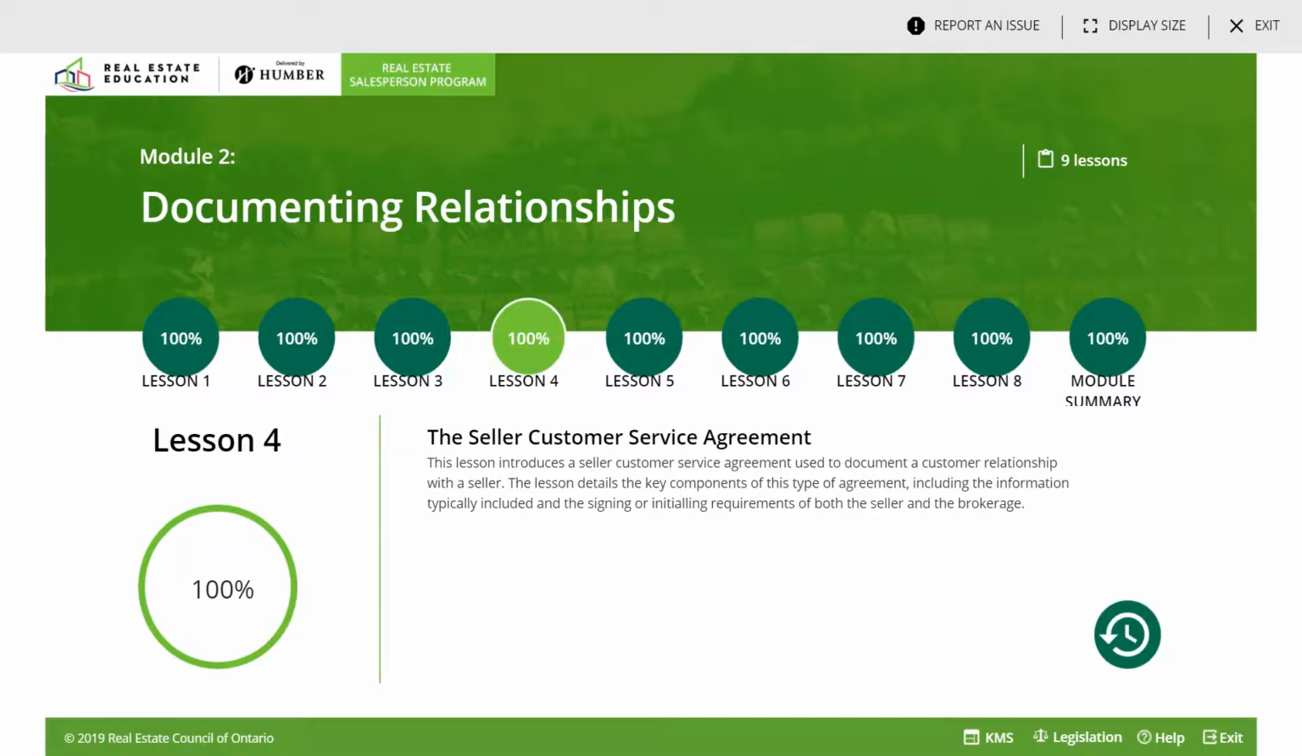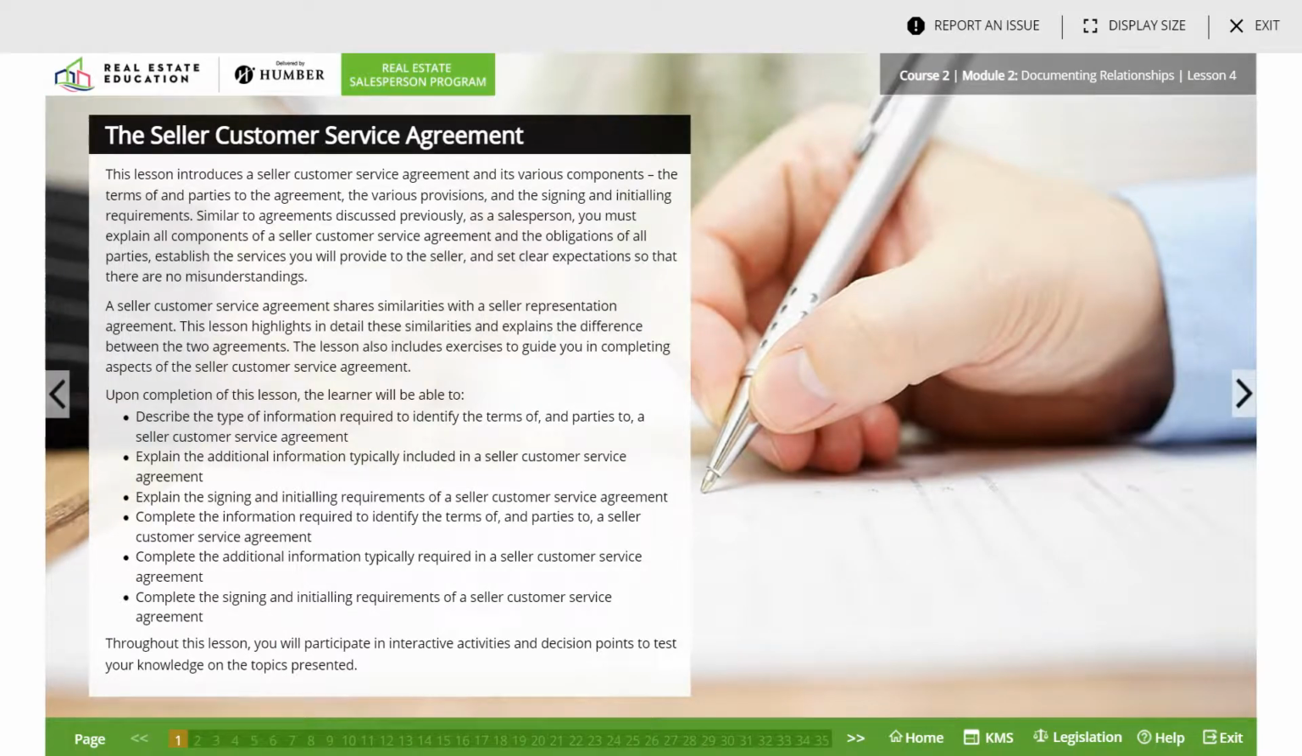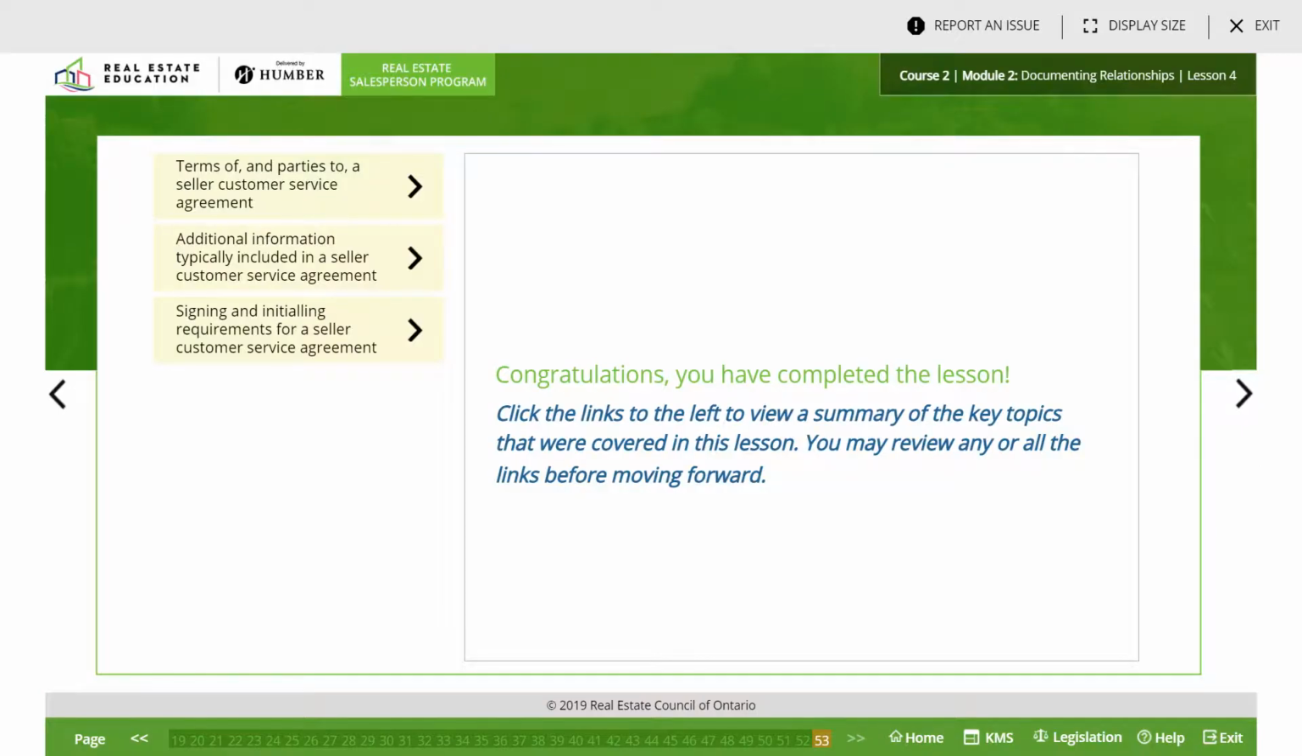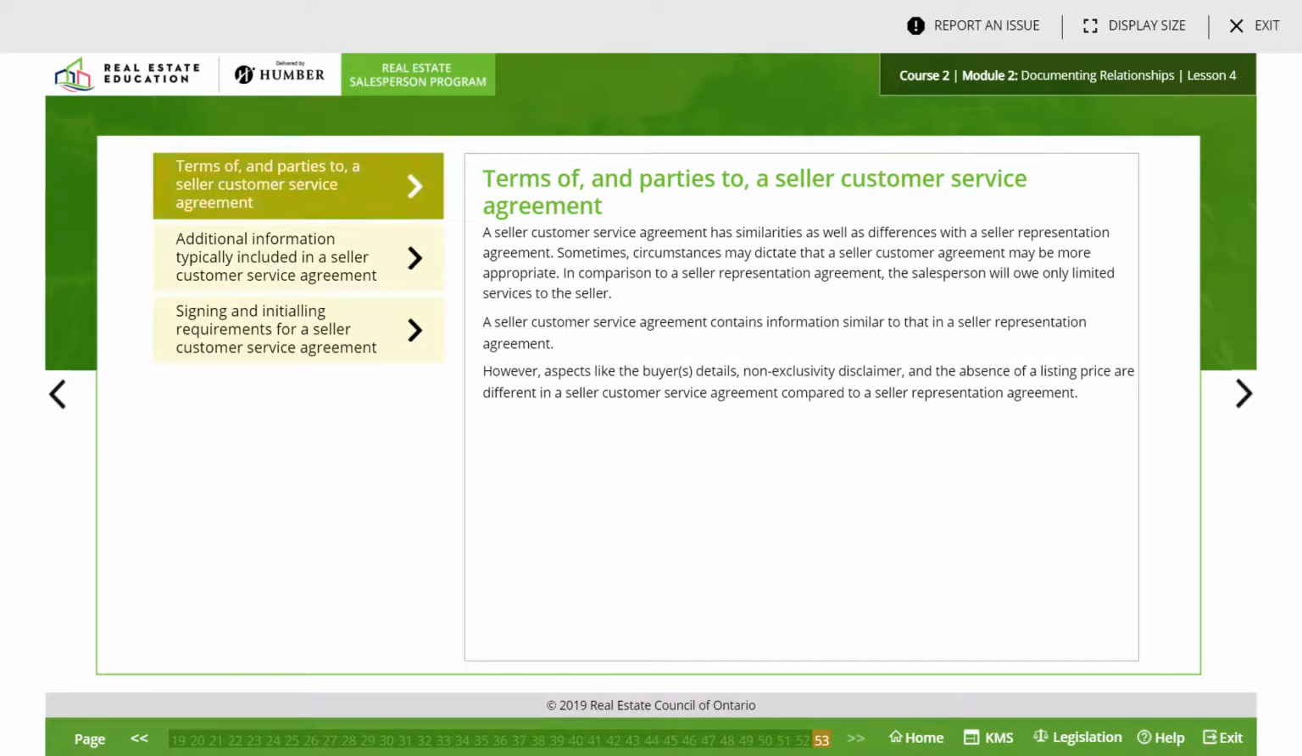Lesson 4, the seller customer service agreement. So now we're talking about the customer. I'm just going to skip all the way to the end, page number 53, where it's just the summary of the whole lesson. So, terms of and parties to a seller customer service agreement.